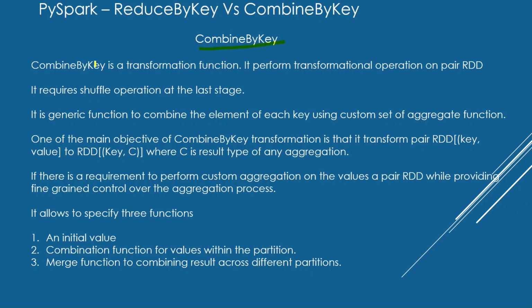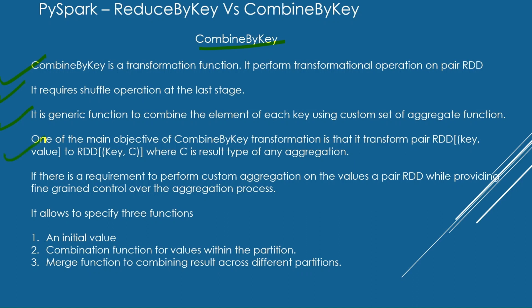Let's discuss combineByKey. CombineByKey is a transformation function. It performs a transformation operation on the pair RDD. It requires a shuffle operation at the last stage. It is a generic function to combine the elements of each key using a custom set of aggregate functions.